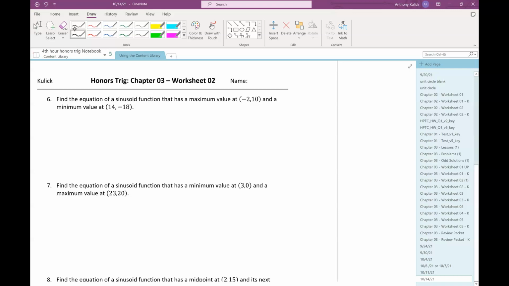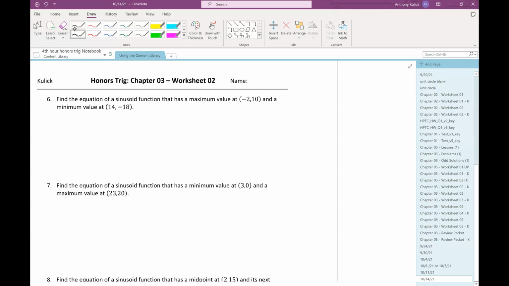Anyways, so here it asks to write the equation of a sinusoid function. That means it's either a sine or a cosine function, right? So what this problem really boils down to is picking which one you want to do, and then finding the values for A, C, H, and K, and plugging them into the general transformation.